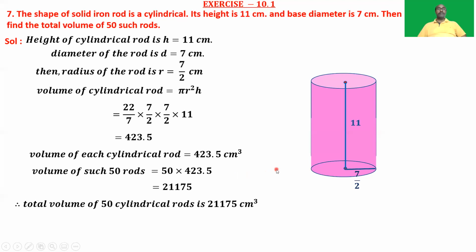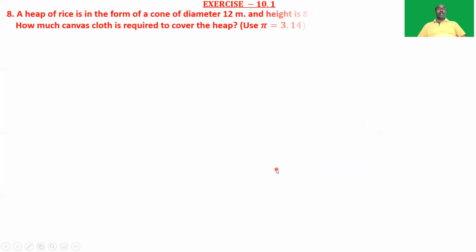Okay, students, take the next one. A heap of rice is in the form of a cone of diameter 12 meters and height 8 meters. Find its volume. How much canvas cloth is required to cover the heap? So here the heap of rice is in the form of a cone whose diameter is 12 meters and height is 8 meters. We have to find its volume as well as the area of canvas cloth to cover the heap.